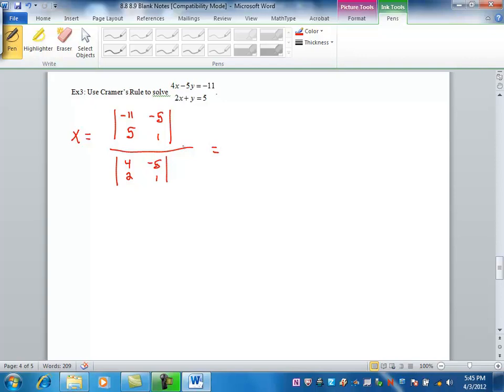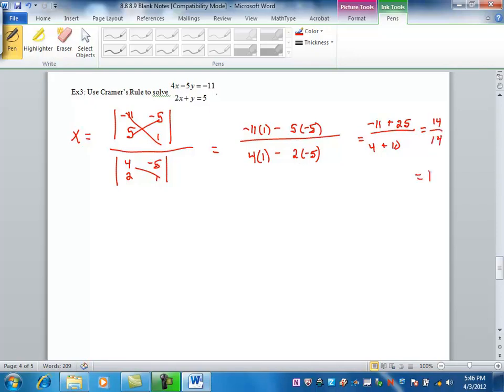I've got negative 5, 1 in the second. And so now I find my determinant: negative 11 times 1 minus 5 times negative 5, over 4 times 1 minus 2 times negative 5. Negative 11 plus 25 over 4 plus 10. So this gives me 14 over 14, which is 1. Now remember, guys, that's what x equals.